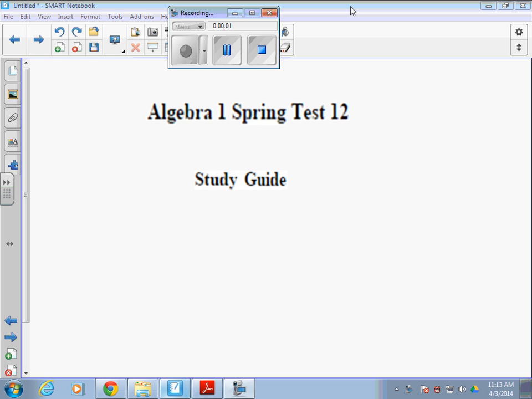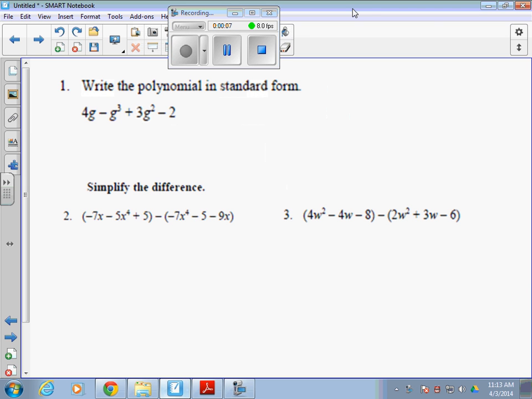Here we go. Okay, this is Algebra 1. We're all the way to week number 12 study guide. Write the polynomial in standard form. If you see that, it just means write the degrees going down or decreasing.